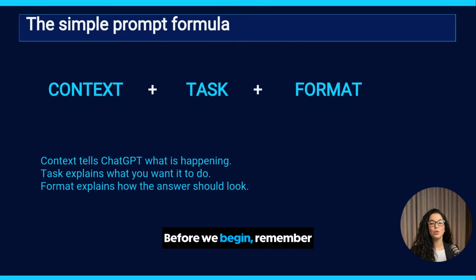Before we begin, remember this simple formula: context, task, and format. Context tells ChatGPT what is happening. Task tells ChatGPT what you want it to do. Format tells ChatGPT how you want the answer presented. For example, if you need an email, say who the email is for, what the situation is, what action is needed, and whether you want a formal, neutral, or friendly tone. This one formula will improve almost every prompt you write.